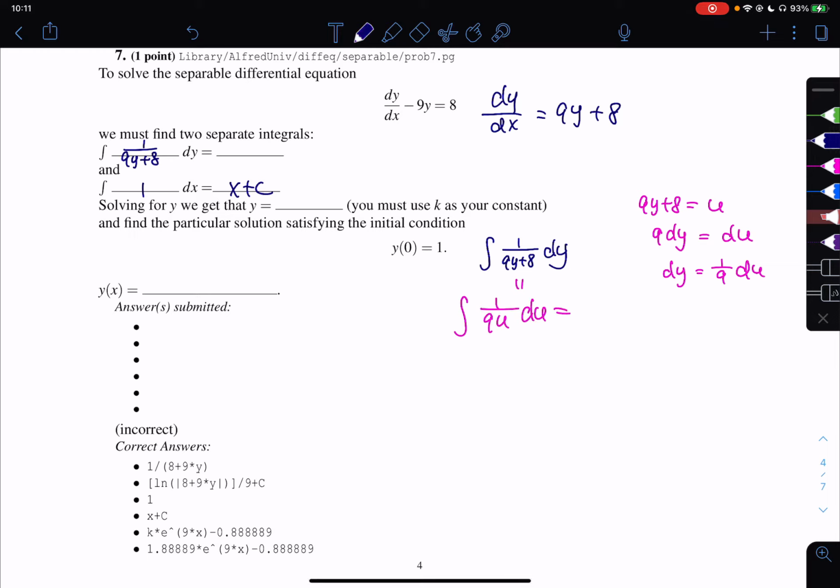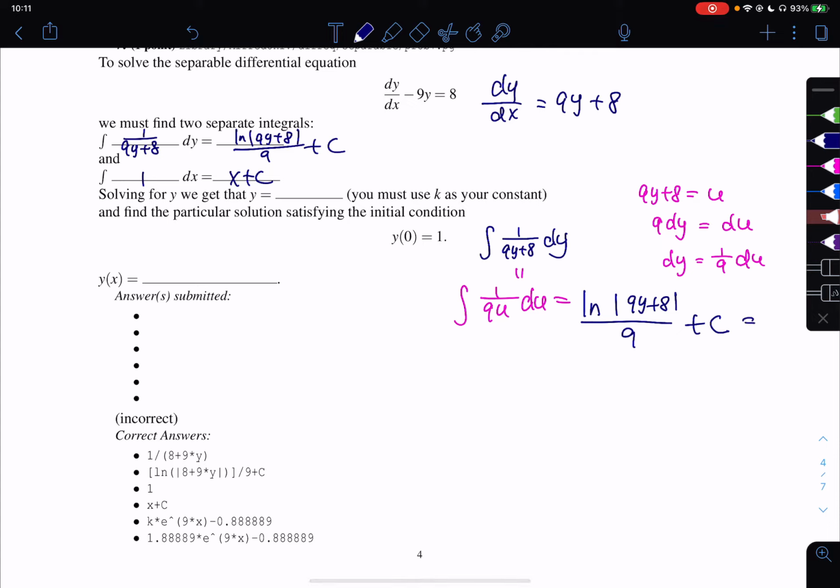So after you convert it back, it is the natural log of 9y plus 8, right? And there's a divided by 9, and then add a c to it. So it will have natural log of 9y plus 8 divided by 9 plus c. If you had x plus c on the other side, what you could have had is natural log of 9y plus 8, divided by 9, is x plus c. So in other words, it's 9x plus c.